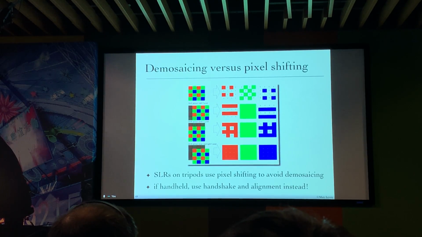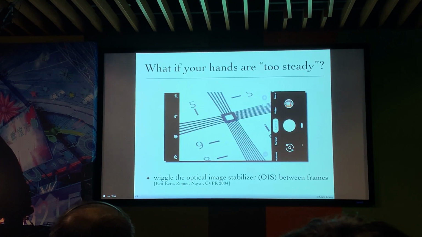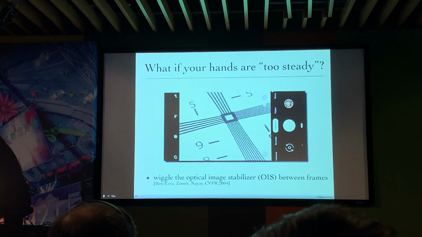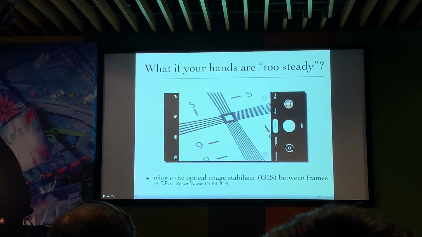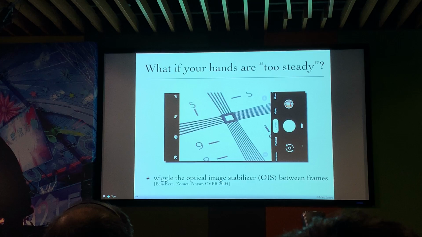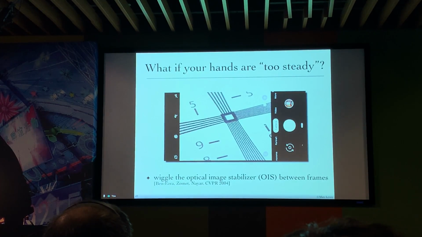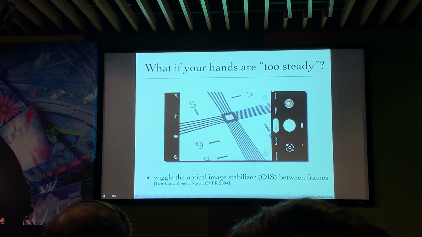What happens if I put this on a tripod, or if I prop it here like that? Then we have to do something else to shift the lens. And what we do is we use the optical image stabilizer. Inside modern cell phones is something that moves the lens by a small amount. So you can sort of see it shifted. If you have a Pixel phone, try this afterwards. Walk up to a window and put it against the glass and pinch zoom all the way. You'll see it doing exactly this. It's wiggling all the time.